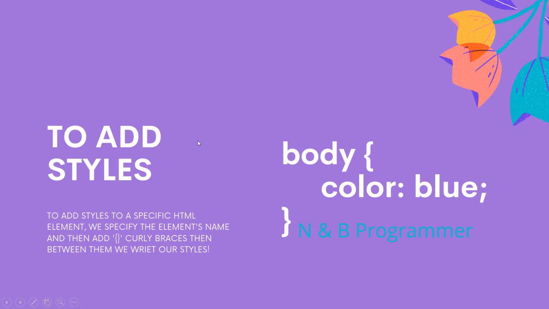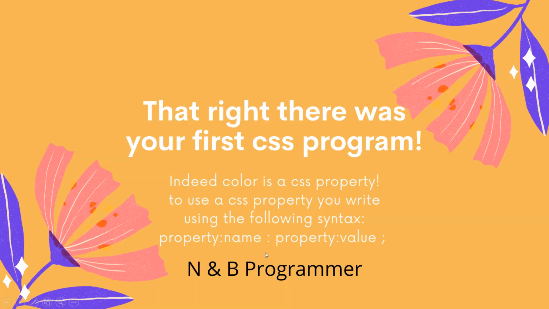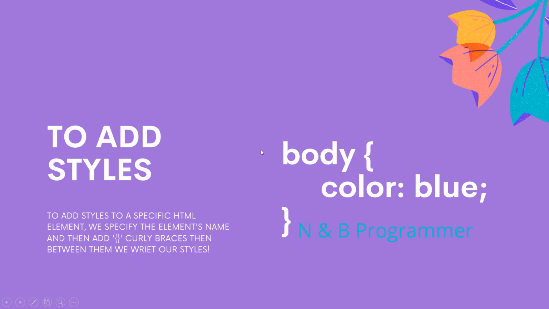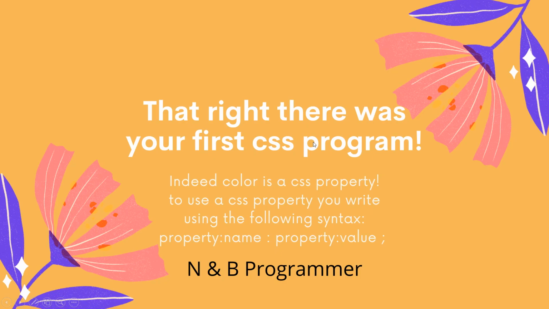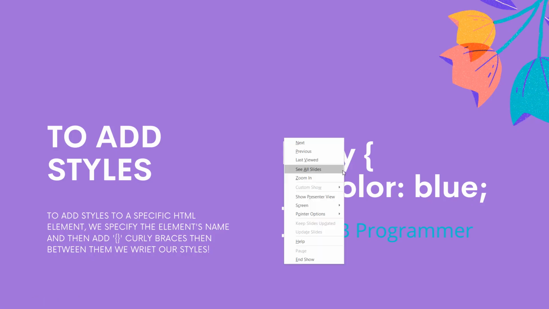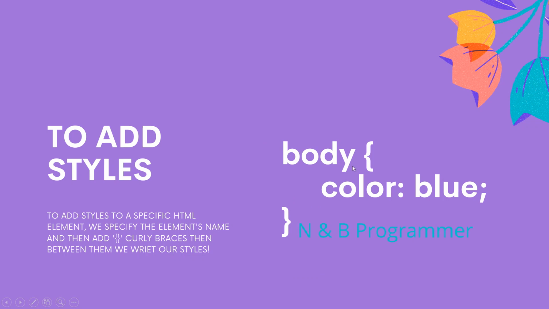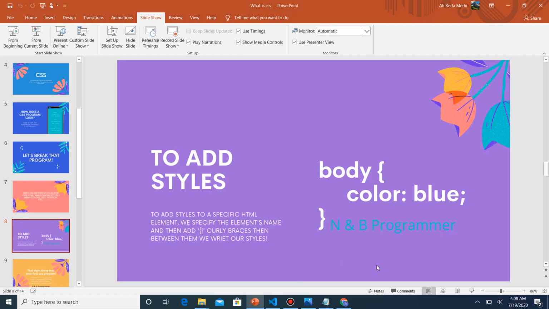Okay, so how do we add styles to our HTML? To add styles to a specific HTML element, we specify the element's name and then add curly braces. Then between the curly braces, we write our styles. Sorry, I misspelled something right here. So to add styles, we specify the element's name, in this case body, and then we open curly braces. After that, we specify the property, in this case color, and then the value. If you don't get it, no problem. I'm going to demonstrate that in a moment.